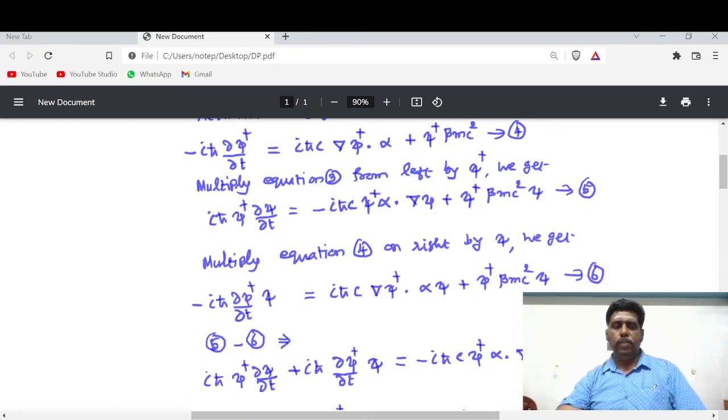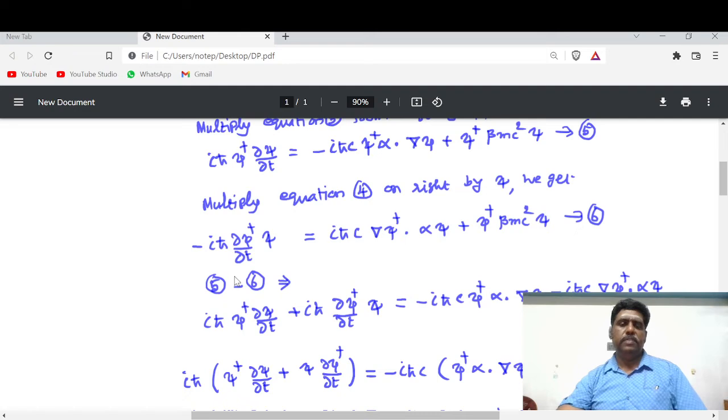Now we have to find the value of 5 minus 6. Just take this first term i h-cross psi dagger dou psi by dou t minus of this term, so minus to minus plus, so plus i h-cross dou psi dagger by dou t into psi. If you come to the right hand side, the first term is present as such, minus i h-cross c psi dagger alpha dot del psi, minus of this term i h-cross c del psi dagger dot alpha psi. These two terms are cancelled out.